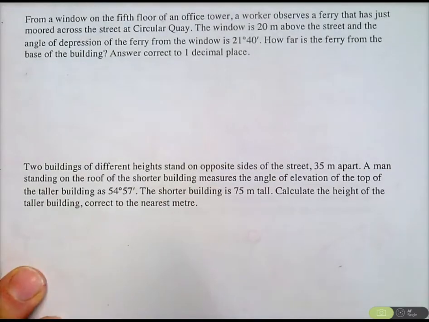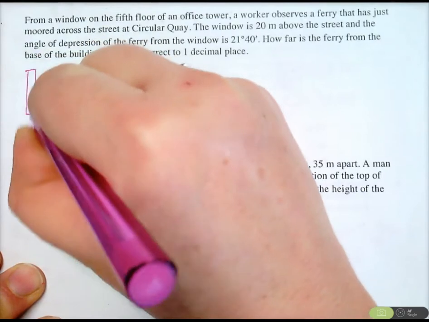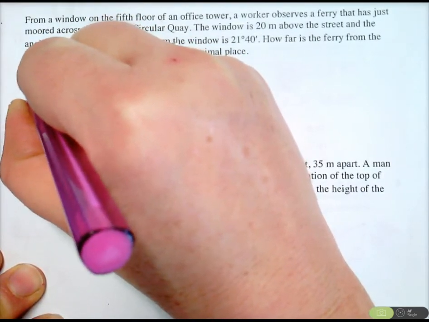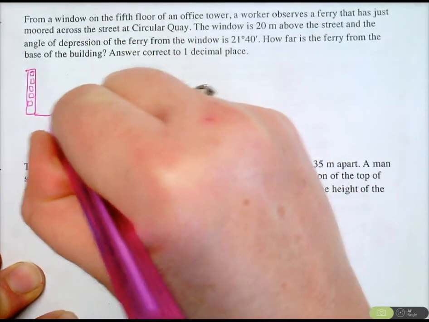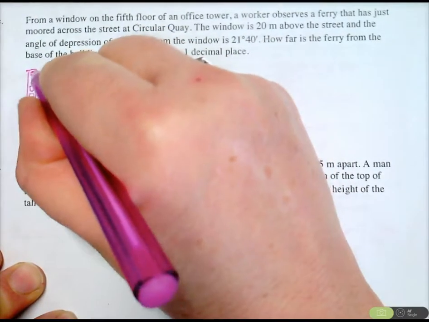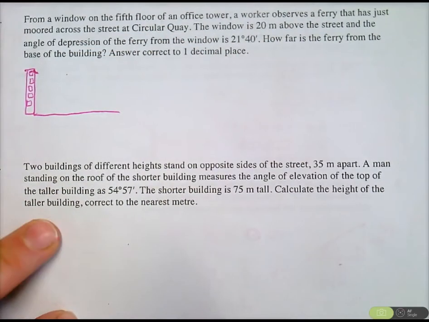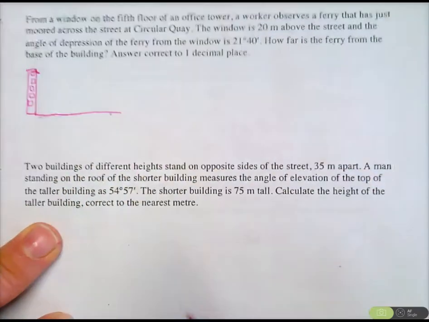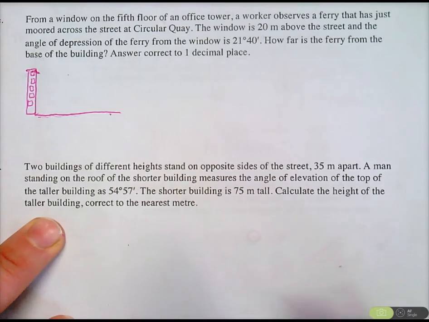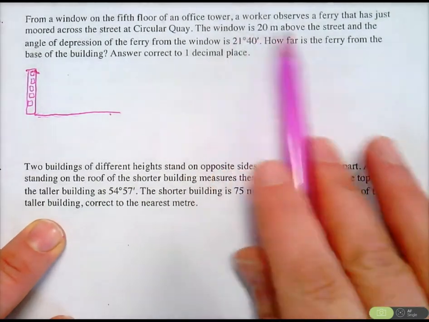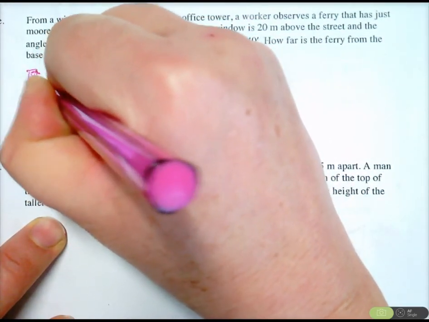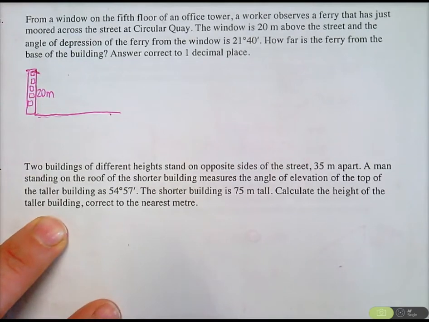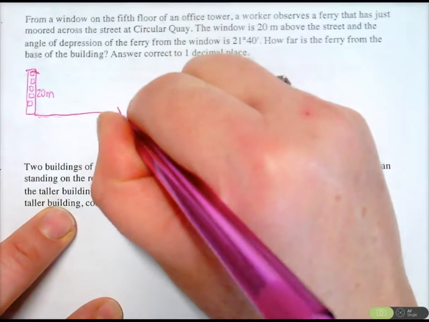From a window on the 5th floor of the office tower. I mean, I can do the floors if you want. 1, 2, 3, 4, 5. Sort of, they're not spaced evenly. So from a window on the 5th floor of the office tower, that'll do. A worker observes a ferry, so this is the sea, that has just moored across the street at Circular Quay. The window is 20 metres above the street. So, we know what we're doing? 20 metres. And the angle of depression of the ferry from the window is 21 degrees 40 minutes. Here's the ferry.